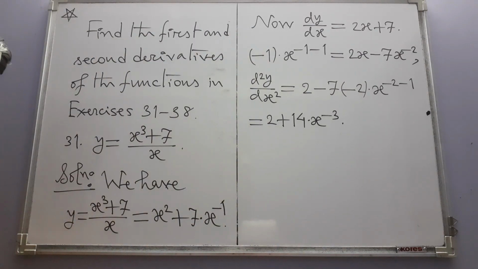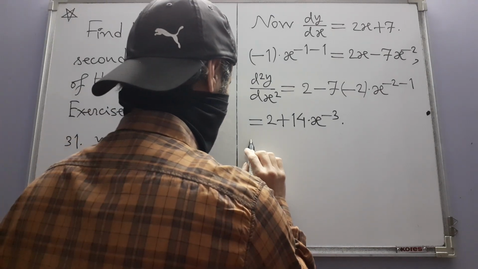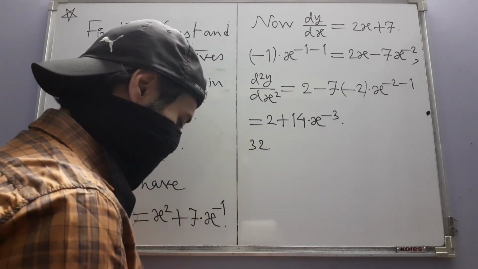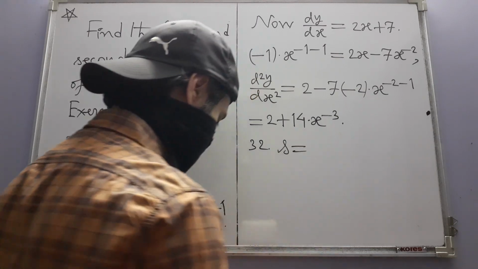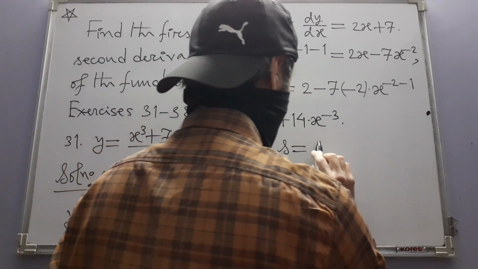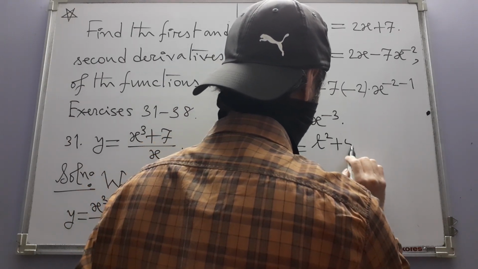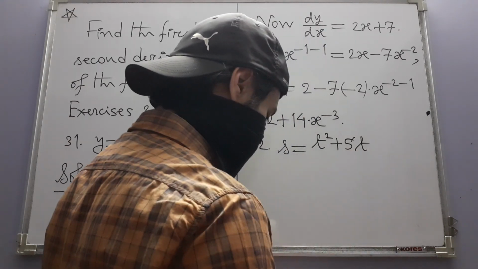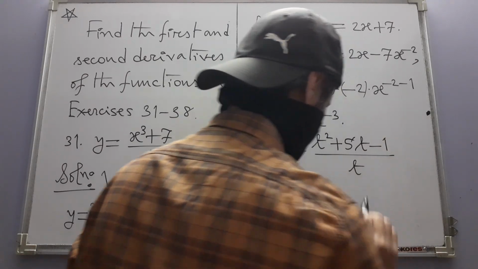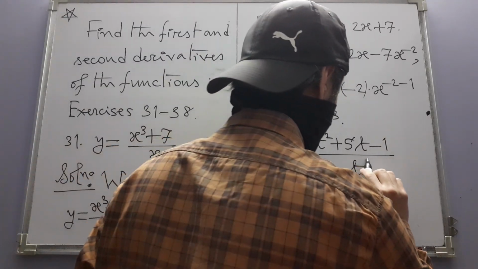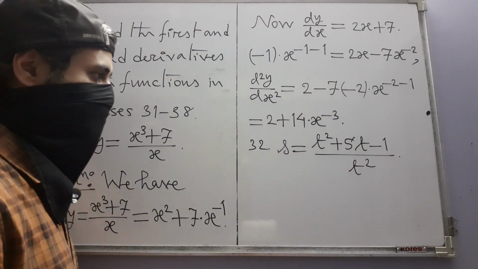Okay, so these are the first and second derivatives. The 32nd one is also similar, so this I am not going to do. It has different names though for the independent and dependent variables: s equals t squared plus 5t minus 1, divided by t squared. So I leave this to you, an exactly similar one.